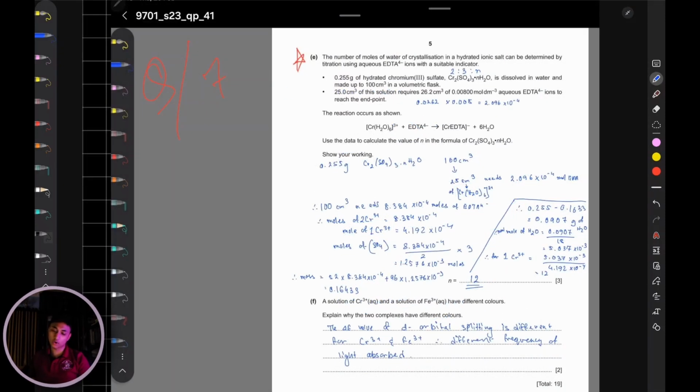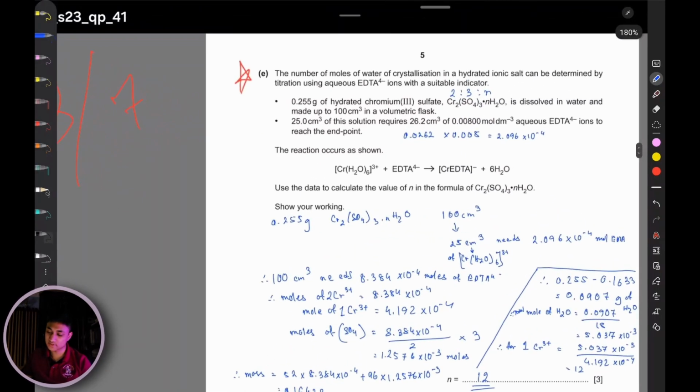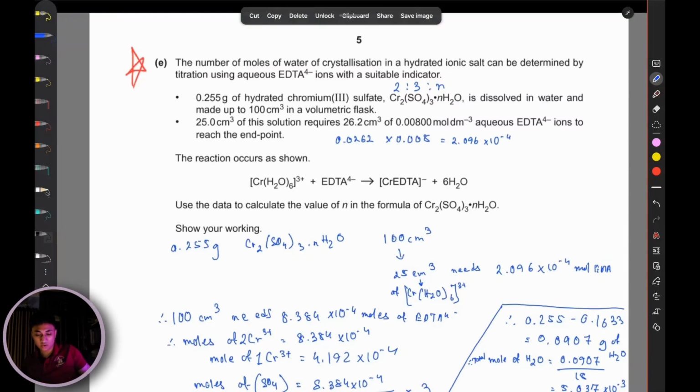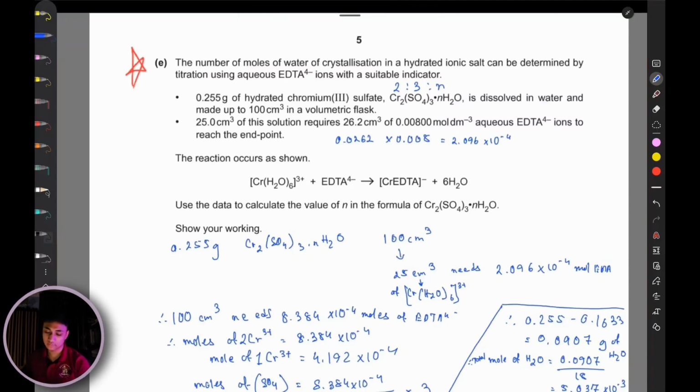Now, question 7 from summer 23 and paper 4.1. This is part E of some question of this paper. And what is it saying? It is saying that the number of moles of water of crystallization in a hydrated ionic salt can be determined by titration using aqueous EDTA ions with a suitable indicator. So they want you to find out the water of crystallization of a hydrated ionic salt by using aqueous EDTA ions. Fair enough.